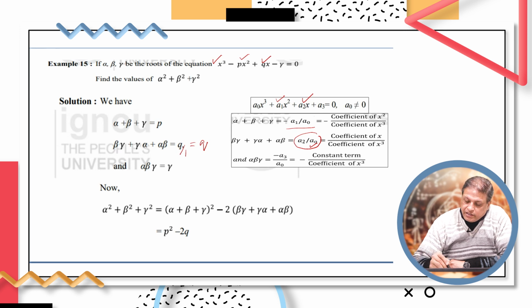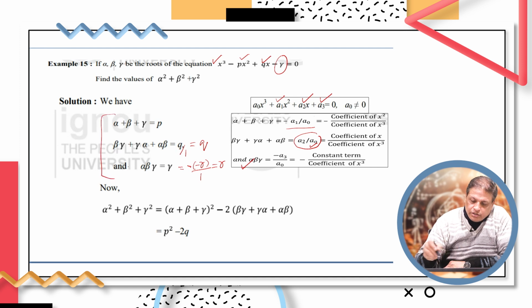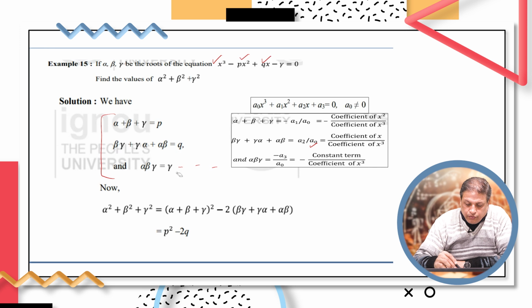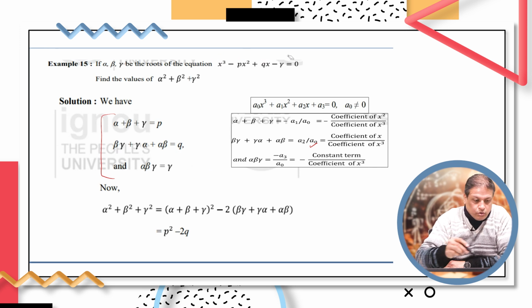On the same lines, alpha beta gamma is minus of a3 by a0. What is a3? a3 is nothing but the constant term. In this, the constant term is minus gamma. So minus of a3 by a0 is minus of minus gamma upon 1, that is equal to gamma. So we are getting three solutions on the basis of the three identities which are discussed over here. Now, we are supposed to find the value of alpha square plus beta square plus gamma square.